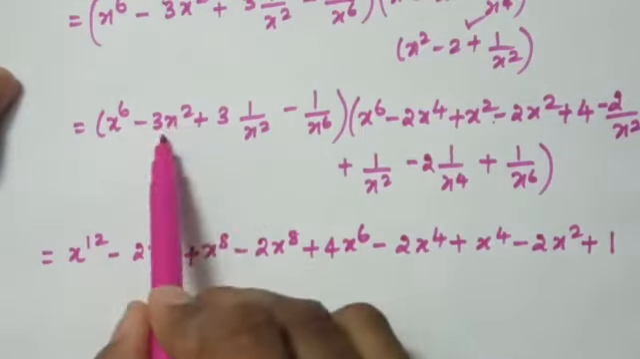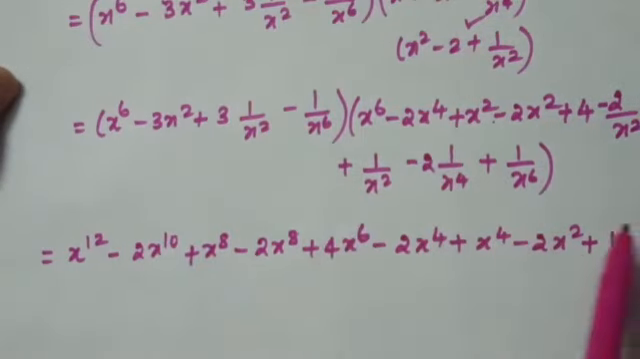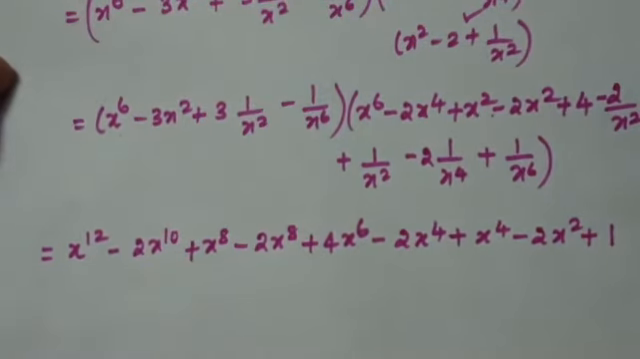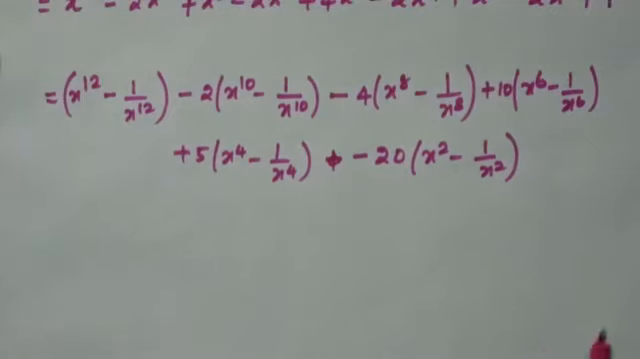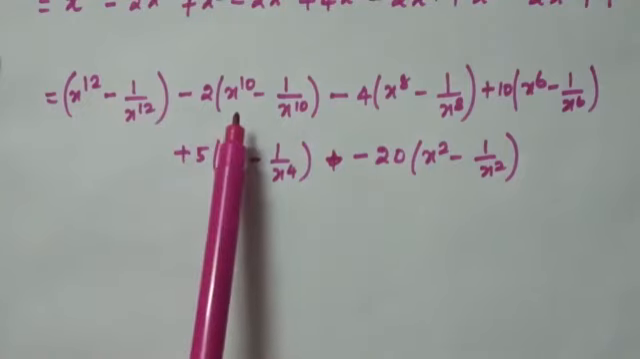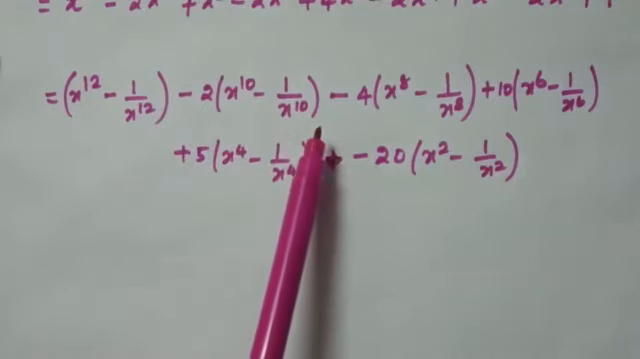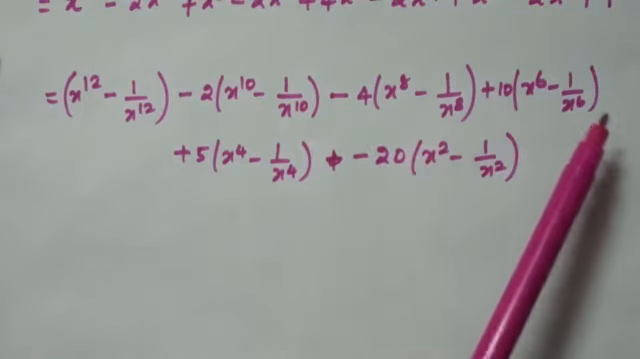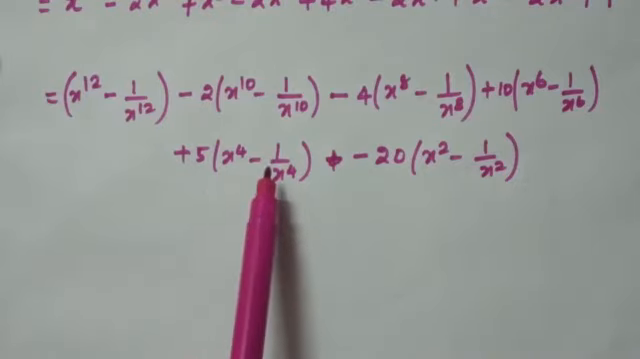So next we have to multiply minus 3x squared with all these terms. If you solve this term, you will get the value as, likewise you have to multiply all the terms and get the values, and then take the like terms and solve them. So if you solve, you will get the terms like this: x power 12 minus 1 by x power 12, minus 2 times of x power 10 minus 1 by x power 10, minus 4 times of x power 8 minus 1 by x power 8, plus 10 times of x power 6 minus 1 by x power 6, plus 5 times of x power 4 minus 1 by x power 4.